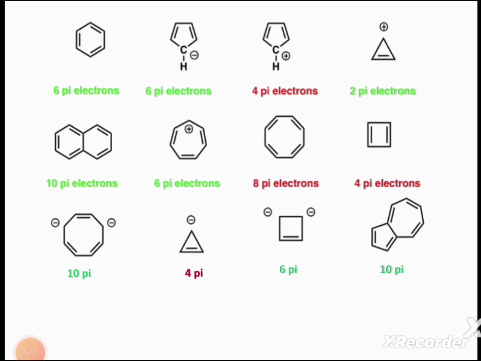So in this way, in these systems, you will calculate yourselves the number of pi bonds and pi electrons, and put them in Huckel's equation 4n + 2 pi electrons to find out the value of n.